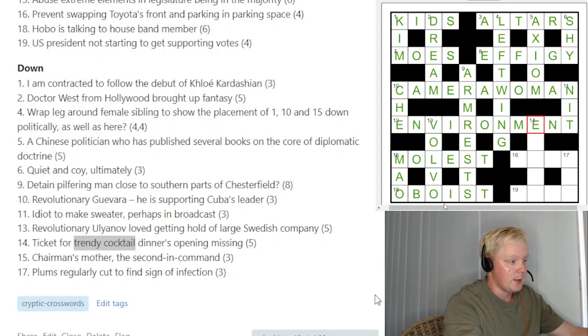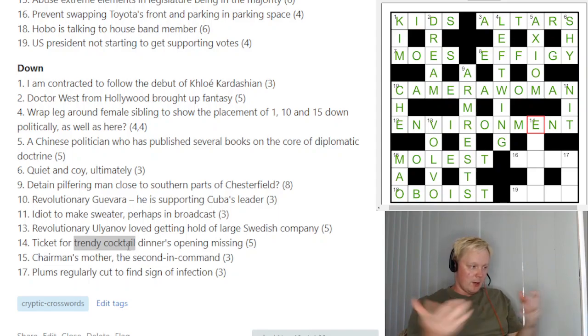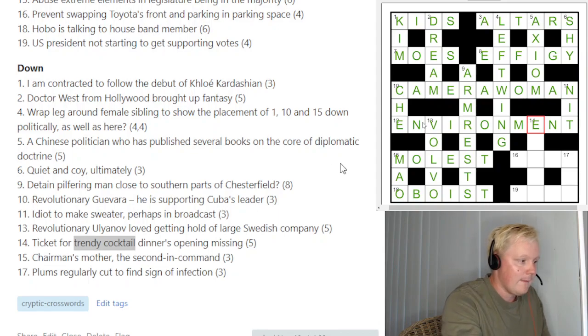word meaning ticket. Well, if you notice, trendy is 6 letters and contains a D. So if we take out the D and we mix up the letters, we make a cocktail. Cocktail can mean anagramming the word or the preceding words. So if we take a cocktail of the letters in trendy and take out the D, we get entry, which is a type of ticket.